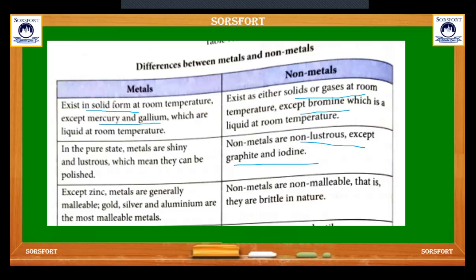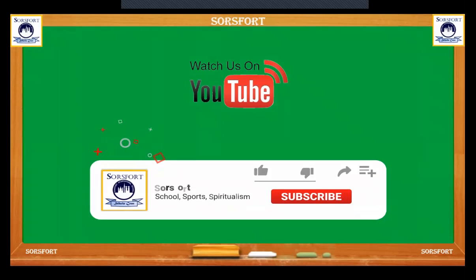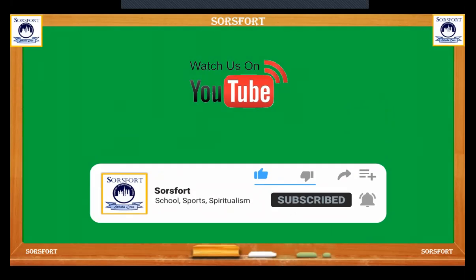Except zinc, metals are generally malleable, but non-metals are non-malleable. Except zinc, metals are generally ductile, but non-metals are non-ductile. Metals have a high melting point and non-metals have a low melting point. Metals have high density and non-metals generally have low density. So this is about the characteristic properties of metals and non-metals. There are some exceptions also.